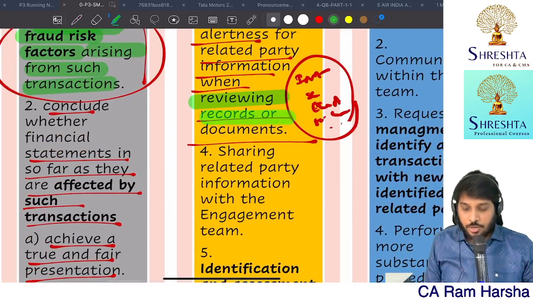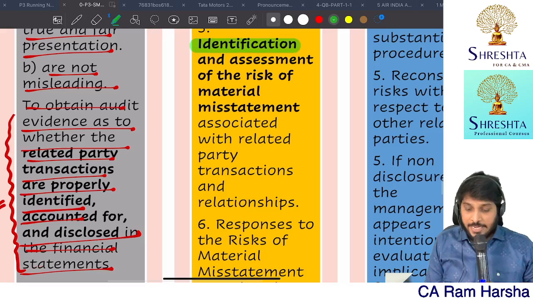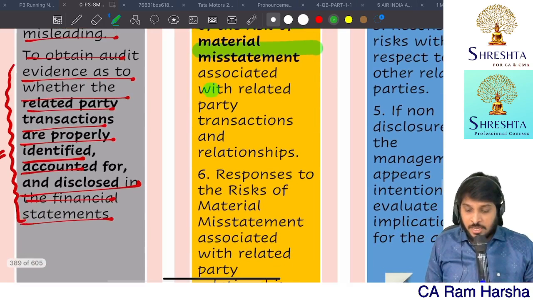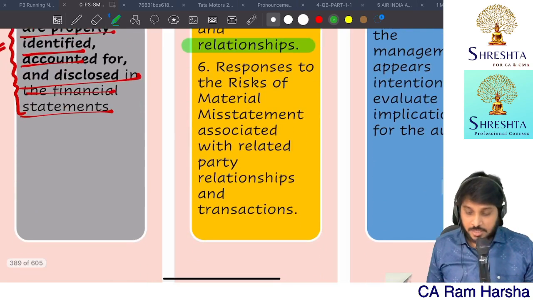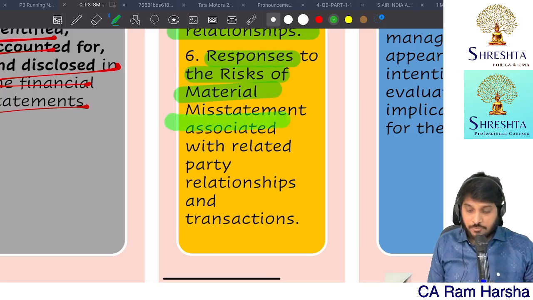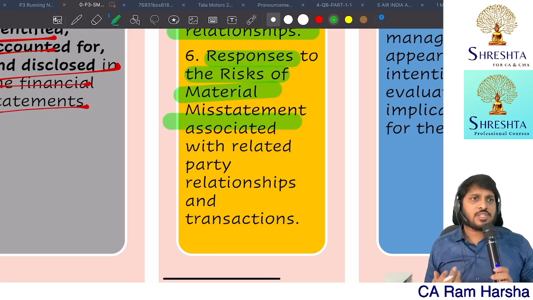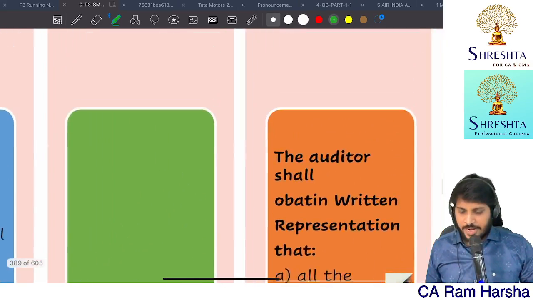So you check documents, records, be alert. Whatever related party information you obtain, share it with the engagement team and identify and assess risk of MMS that is associated with the transactions and relationships with related parties. And if you identify and assess any risk, you will respond to the risk of MMS by performing further audit procedure.